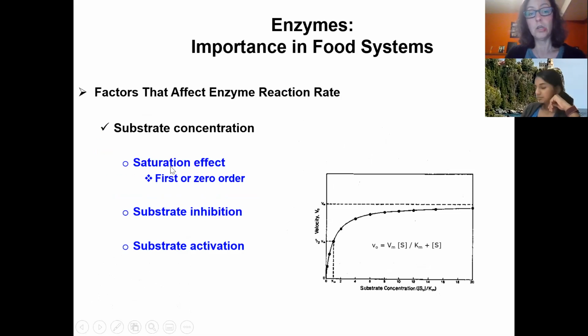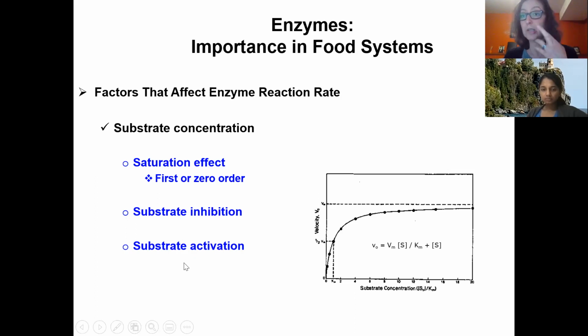Other than enzyme concentration, there is substrate concentration, and we already talked about saturating the enzyme where you get maximum velocity. We talked about first order or zero order. But there's also, if the substrate concentration is really high, sometimes it causes inhibition. How does that work? If you have a lot of substrate and not a lot of enzyme, sometimes the substrate binds at a different location on the enzyme and changes the configuration of the enzyme. So the active site changes and is no longer efficient in binding the substrate. We call that enzyme inhibition.